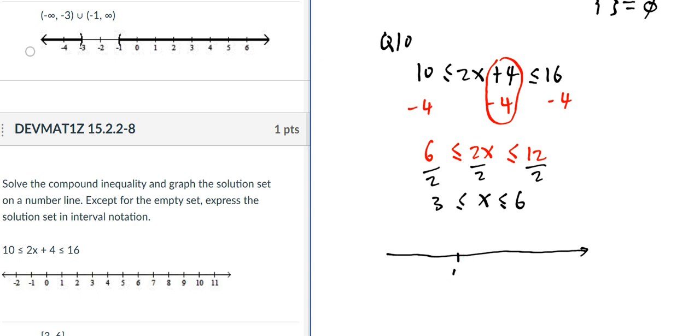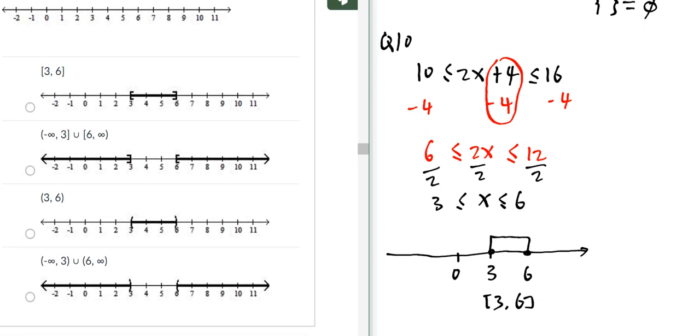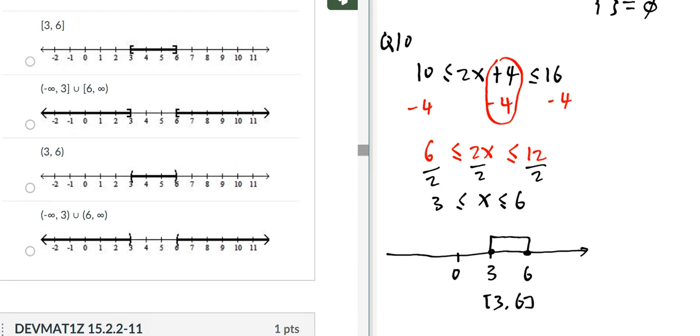Okay, let's say 0 is here, 3 is here, 6 is here. x is in between 3 and 6, inclusive. So really from 3 to 6, including 3 and 6. So what is our choice? It's the first one, from 3 to 6. Okay? All right, I'll see you next time.